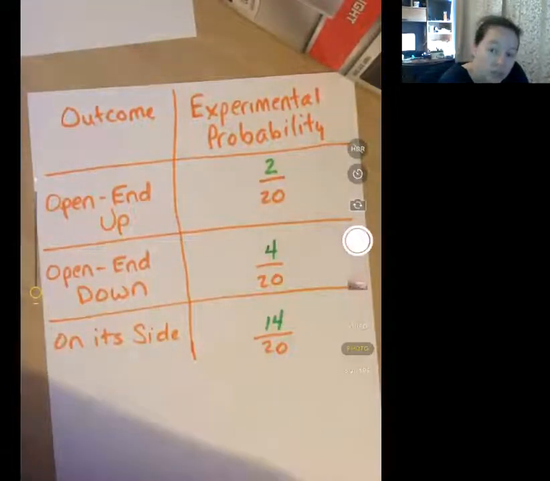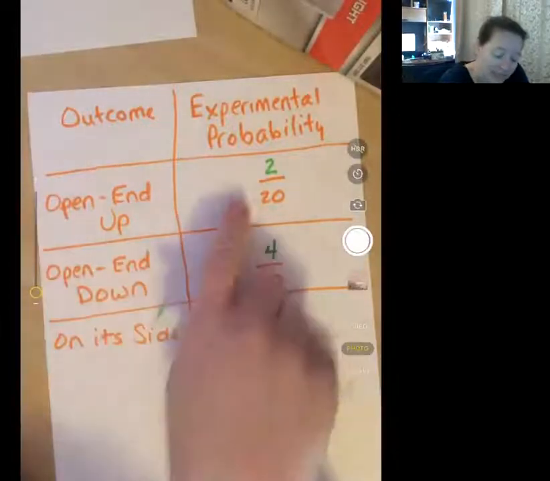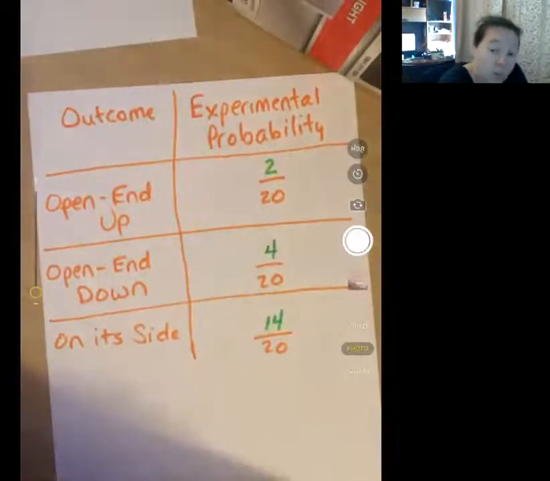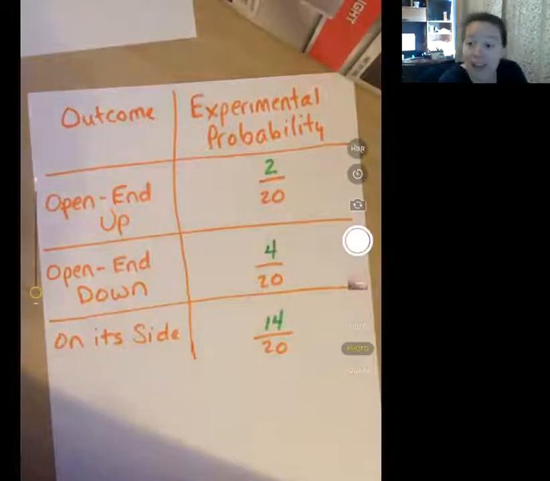Now, the 20 is how many times it was tried. What it's going to want us to do is reduce these down to simplest form. And I know how much you guys love reducing things down to simplest form. Unfortunately, we're going to have to do it again.